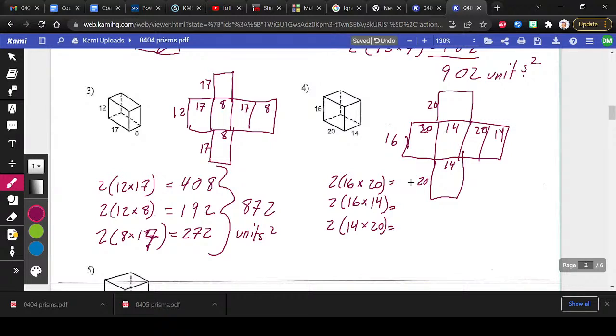2 times 16 times 20 is 640. And then 16 times 14 times 2 gives us 448. And then 2 times 14 times 20 gives us 560. 640 plus 448 plus 560 equals 1,648, and that's units squared.